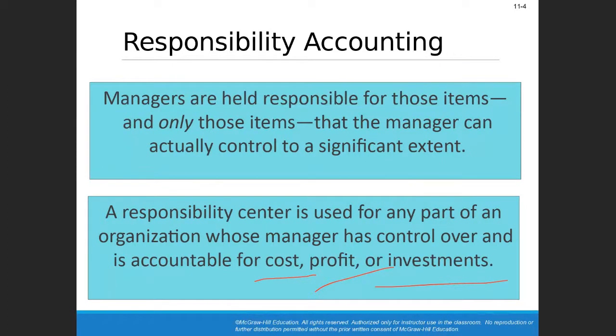For a long time, I really didn't realize there's anything besides a cost center, because that's all I ever worked in, doing accounting type things. But there certainly are profit and investment centers.